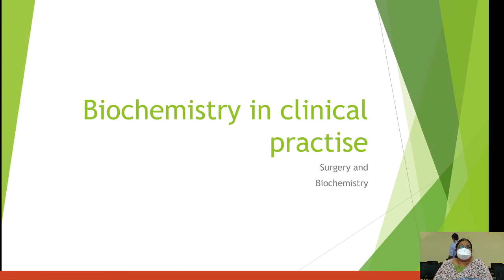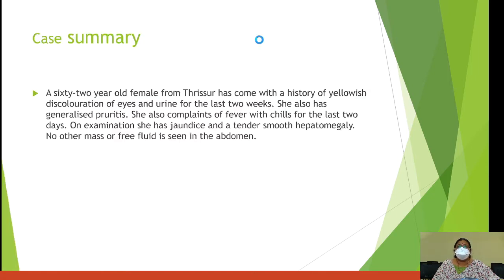So my today's class is a vertical integration class of surgery with biochemistry. So I have given a case scenario, and the case scenario is a 62-year-old female from Thrissur has come with history of yellowish discoloration of eyes and urine for the last 2 weeks.